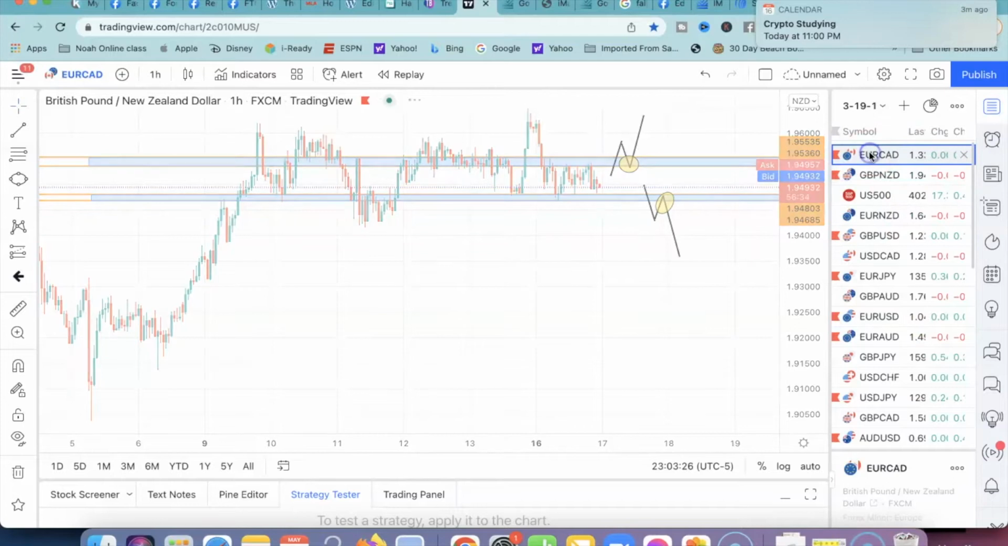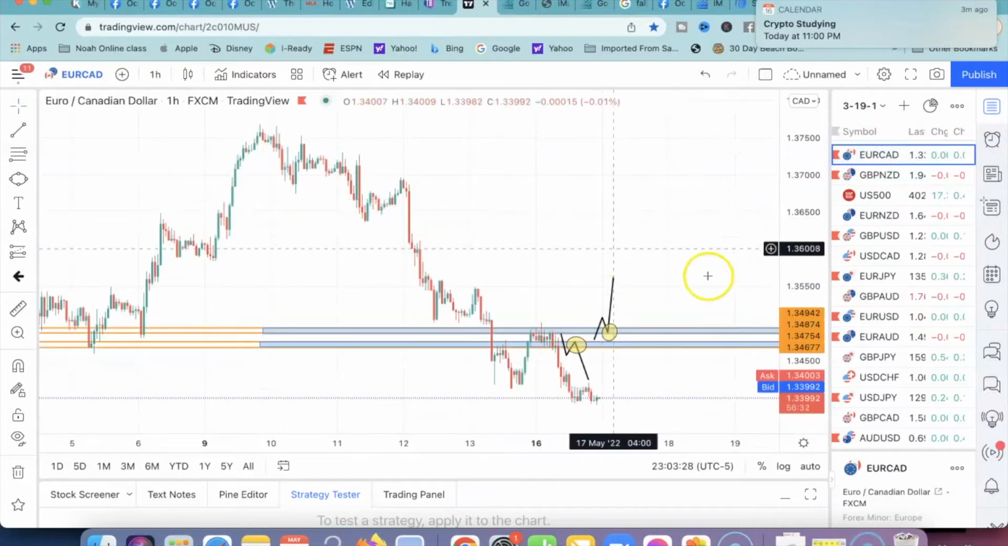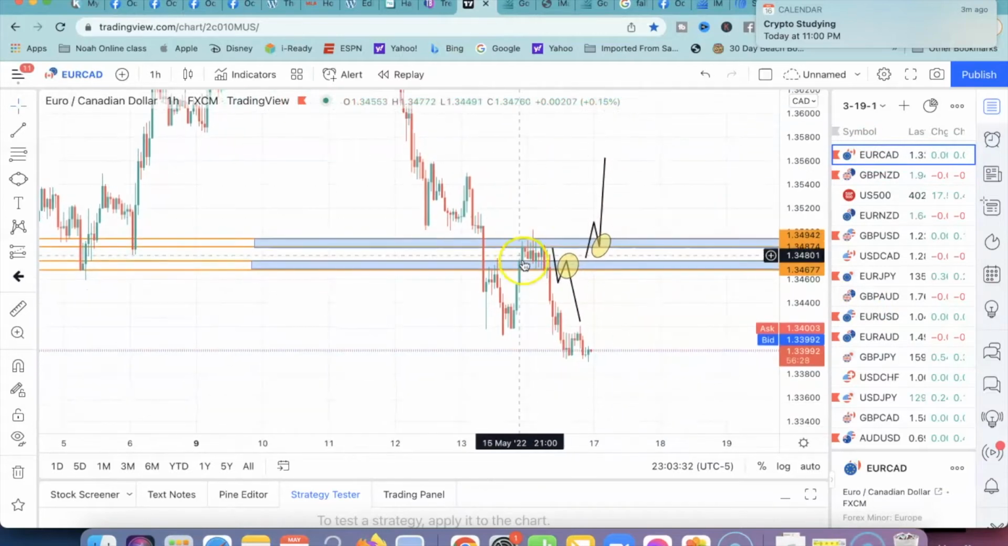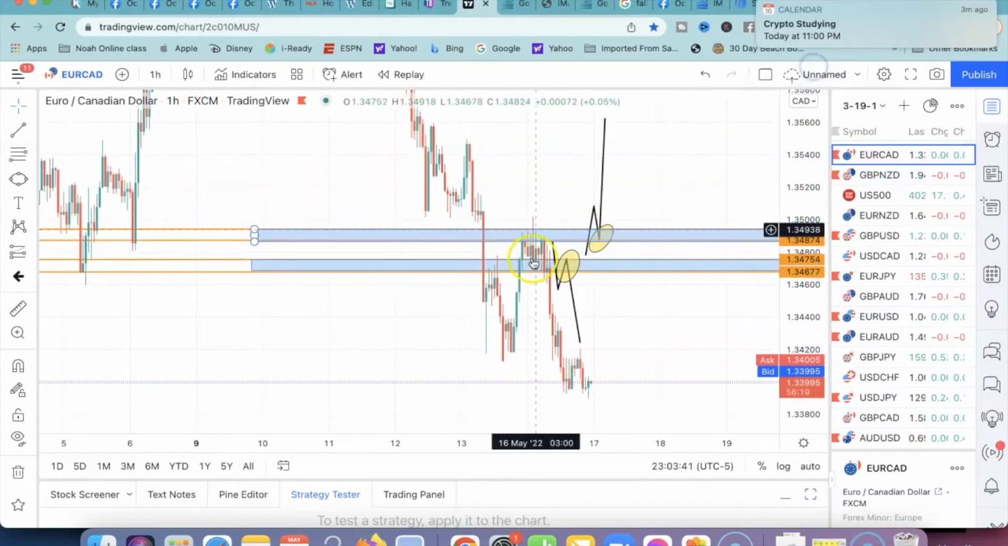Let me show you right here, EuroCAD. Let me show you a prime example of what this looks like. Here's one from earlier today, right, that I have marked up on EuroCAD. Look at the back and forth, the consolidation, the market structure. Look what price finally did. It broke out, right? It retested. Then after that, it dropped, okay?